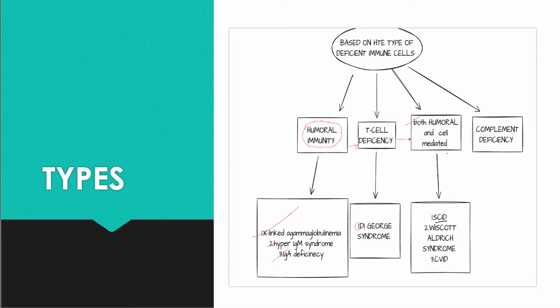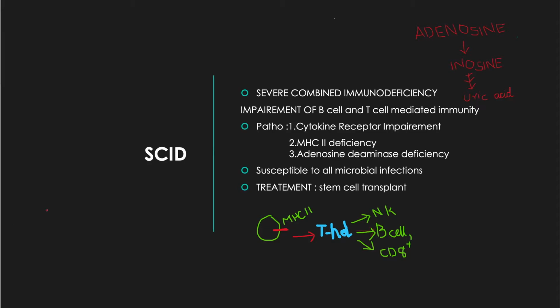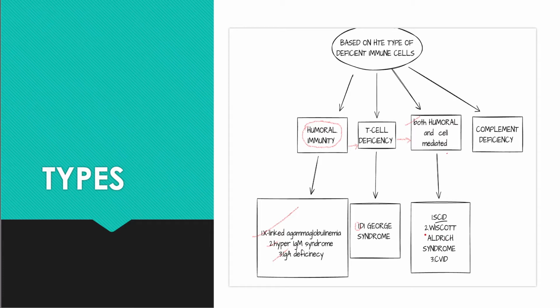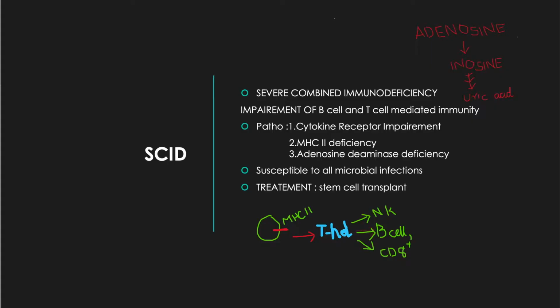Let's move to both humoral and cell mediated immunity defects. This manifests as severe combined immunodeficiency, Wiskott-Aldrich syndrome, and then common variable immunodeficiency. In severe combined immunodeficiency, there's going to be impairment of B and T cell mediated immunity. So the pathogenesis involves a defect in cytokine receptor.